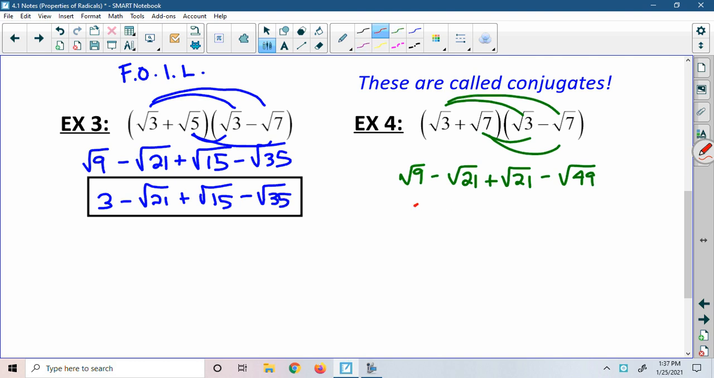Square root of 9 turns into 3. These middle two terms, they are like radicals. So I have a negative square root of 21 and a positive square root of 21, which will just cancel each other right out. And then I have a minus square root of 49, which is just 7. 3 minus 7 is negative 4. So conjugates, like I said, pretty awesome when you multiply them together. All of the square roots will actually just cancel, and you'll get a nice whole integer like negative 4 there.